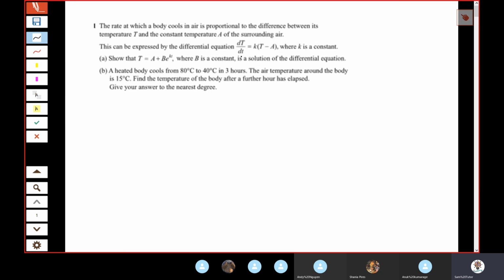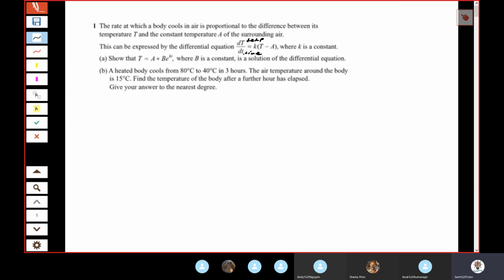This can be expressed by the differential equation dT, standing for temperature, on dt, time, so that's time and that's temperature, is equal to k, the proportionality, multiplied by the difference between its temperature, so T minus A, which we know is a common one, that is Newton's law of cooling, where k is a constant. Show that T equals A plus Be^(kt) is a solution of the differential equation.